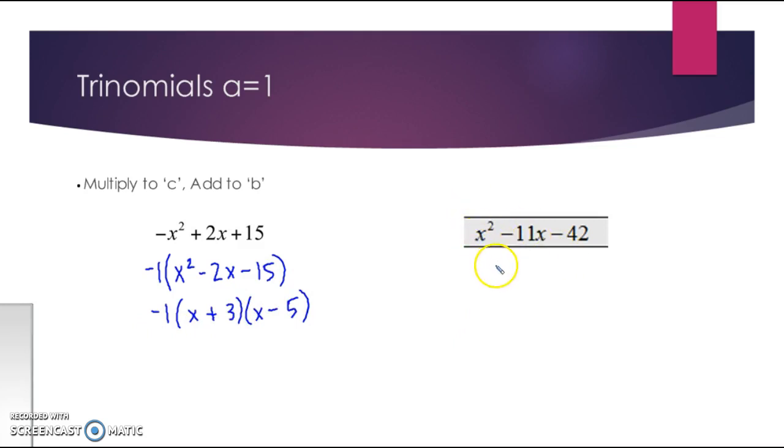The second one is good to go. It's got 1 out front, so all I need is 2 parentheses with my x in it. And I want to multiply to negative 42 and add to negative 11. And so that's going to be 14 and 3. Right, now to get to a negative 11, I need a negative 14 and a positive 3.